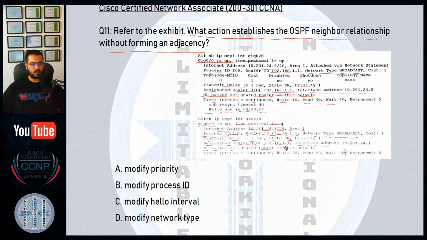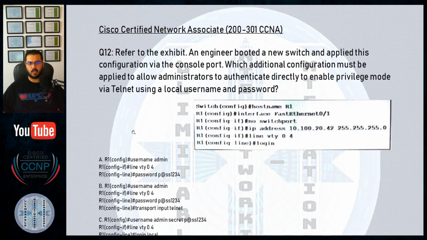There's a mismatch in the designated router. We have a problem here. They are not communicating, and thus they are not exchanging the same designated router. Why? Because the hello interval here is 20, 80, 80. So there is a hello timer mismatch, and thus they will not communicate. So we would need to modify the hello interval in question 11.